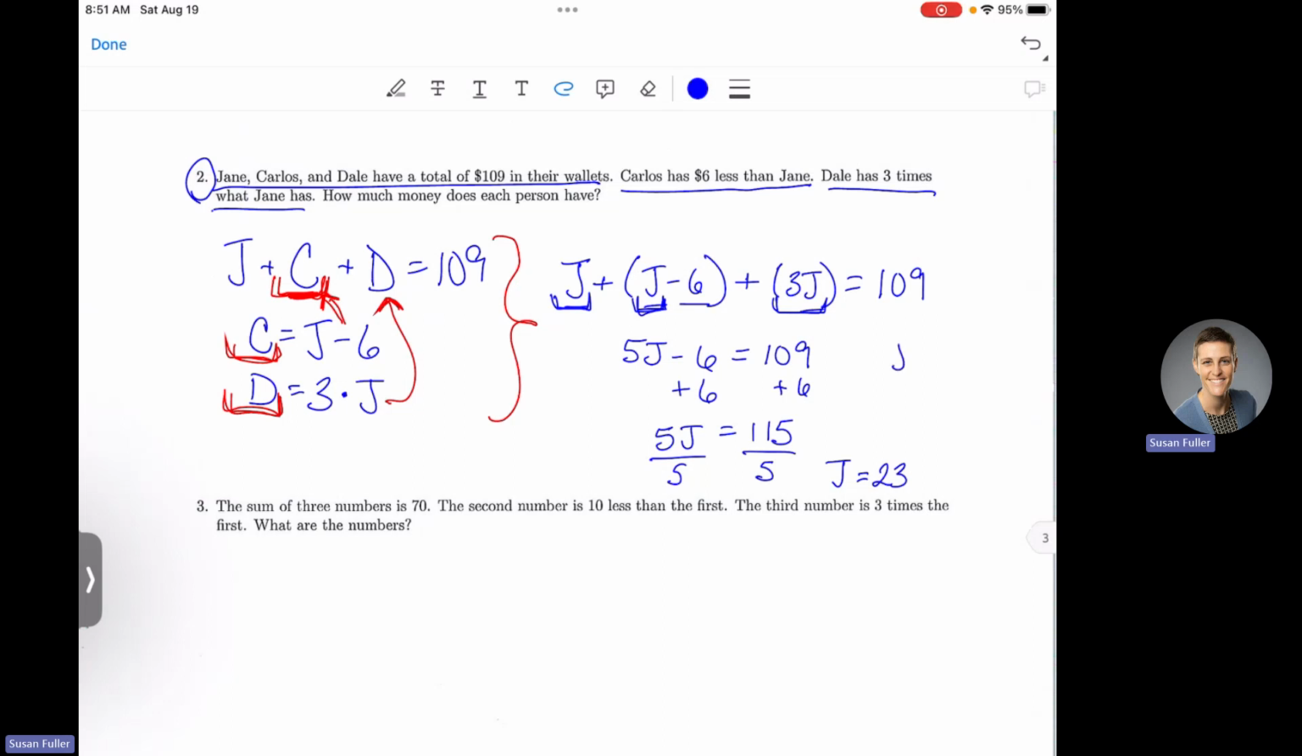In order to answer the question, Jane has $23. But then we also have to figure out what Carlos and Dale have. Carlos has $6 less than Jane, so that means Carlos has 23 minus 6, which is $17. And Dale has 3 times what Jane has, so Dale has 3 times 23 or $69. And that is how much money each of them has. You could add those together and you would get $109, just to make sure that you got it correct.